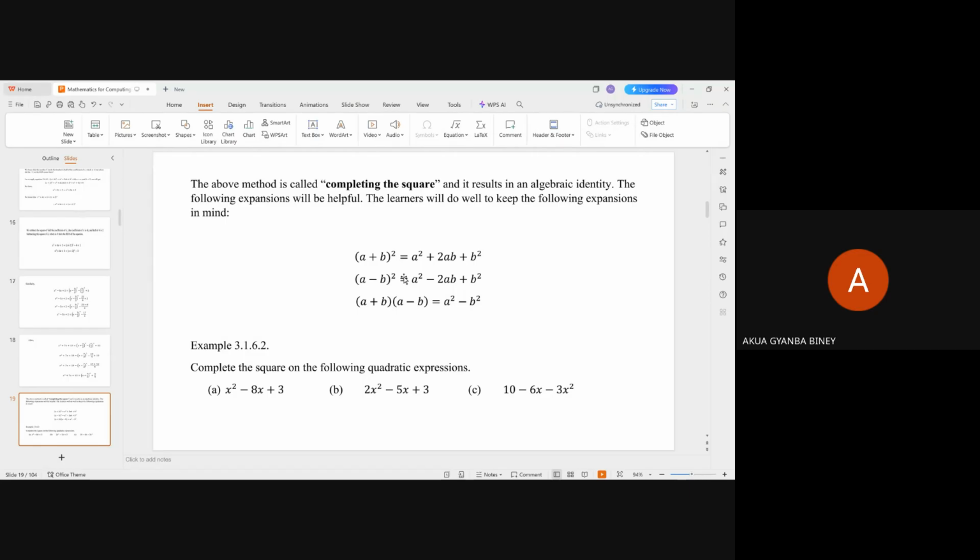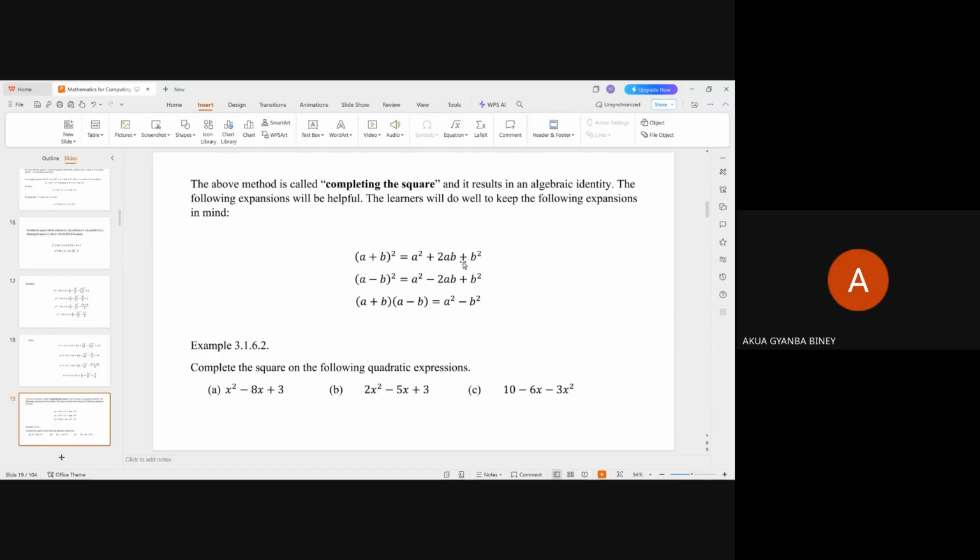Okay. So what we just went through is called completing the square. Completing the square results in an algebraic identity. So what you have on the left hand side is the same as what you have on the right hand side. The following expressions will be helpful.